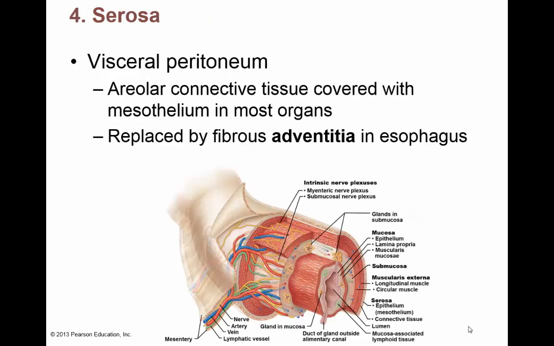And then we have the serosa layer on the far outside, also made up of areolar connective tissue in most places in the digestive tract. If you're up in the esophagus, it has more of a fibrous type of tissue. Again, it's outside of the peritoneal cavity, and so we call it a fibrous adventitia up in the esophagus.